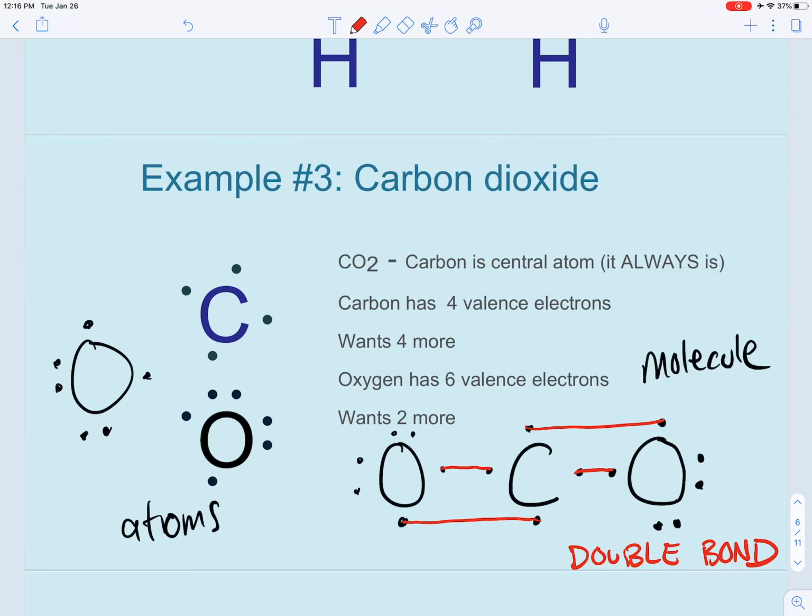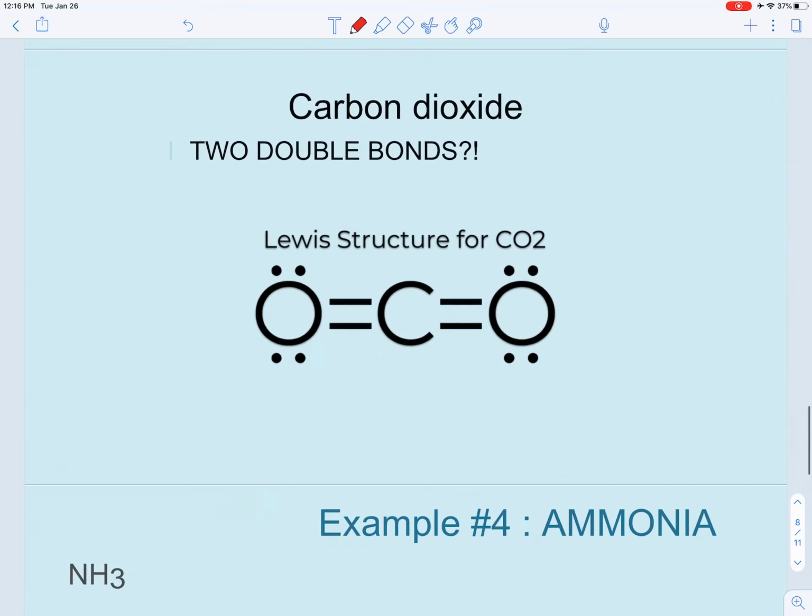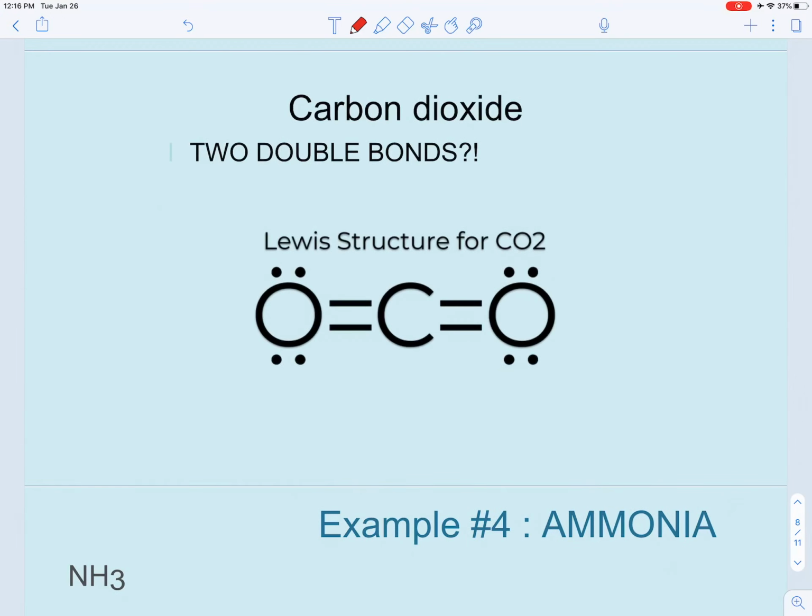So same idea, single unpaired electrons still want to pair up, but now we formed what we call a double bond. Okay, we formed actually two double bonds. And so this is the Lewis structure for the carbon dioxide molecule. This one looks a little cleaner, of course. But that's the idea, is that we're pairing up these unpaired electrons.